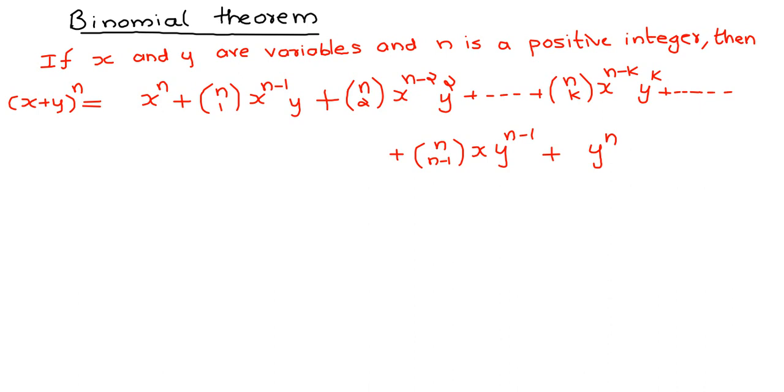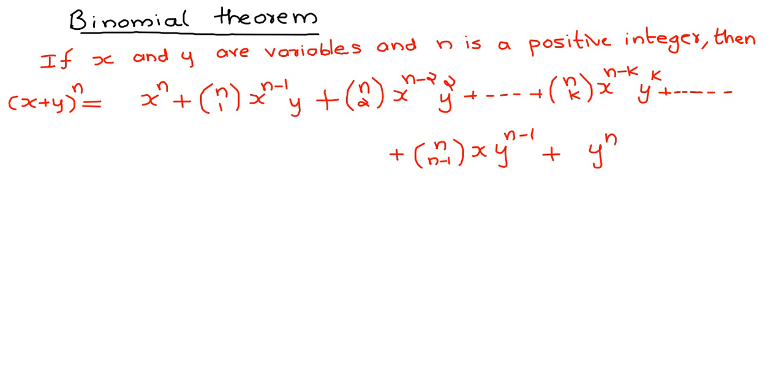This is binomial theorem. We already have a plus b the whole square, a plus b the whole cube, a plus b the whole raised to 4, a plus b the whole raised to 5. In general, a plus b the whole raised to n is x raised to n plus nC1 x raised to n minus 1 y plus nC2 x raised to n minus 2 y square plus etc. nCk x raised to n minus k y raised to k plus etc. plus nC n minus 1 x y raised to n minus 1 plus y raised to n.